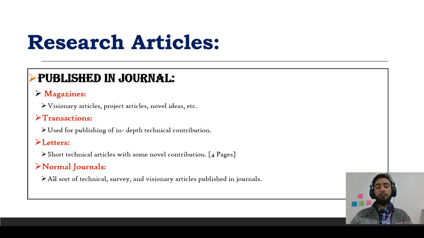And afterwards there are normal journal articles, and they deal with all sorts of technical works, survey works, visionary articles, and tutorial articles. Some of the top reputed journals for surveys are IEEE Communications Surveys and ACM Computing Surveys. For normal technical works, there are plenty of journals. For IEEE, let's say IEEE IoT Magazine, IEEE IoT Journal. And similarly elsewhere there are Future Generation Computer Systems and other journals.